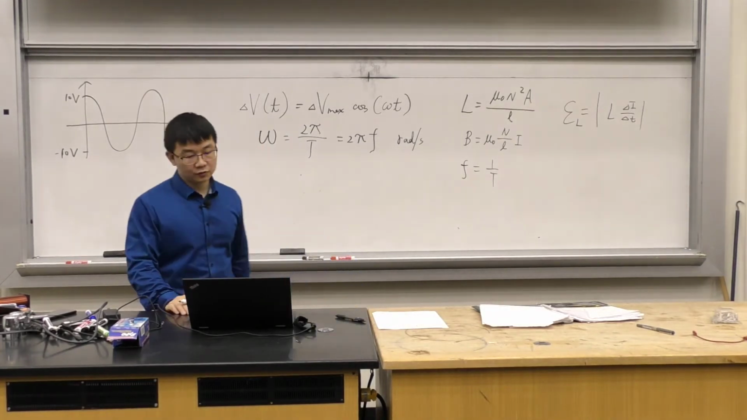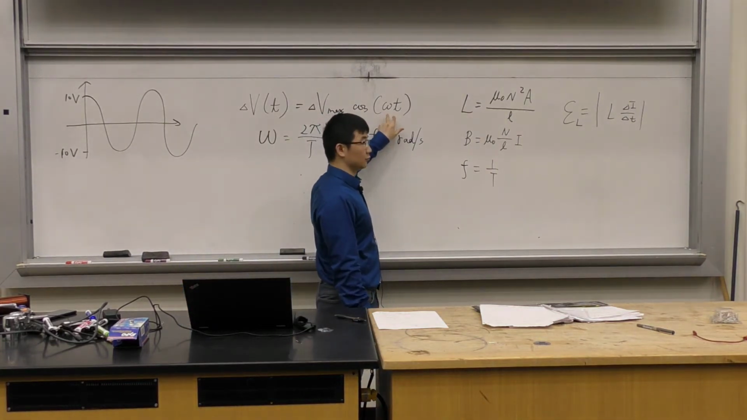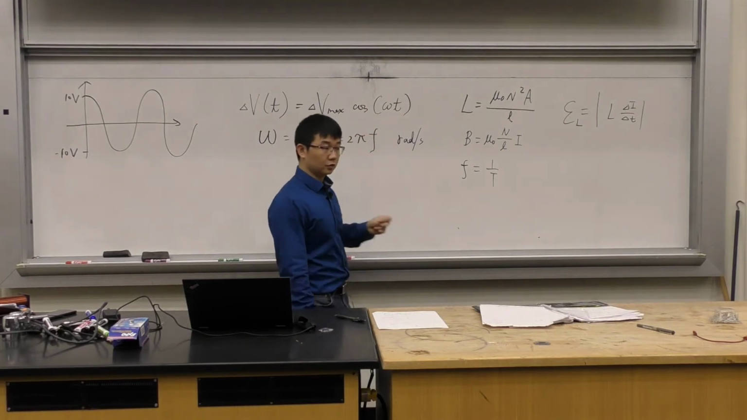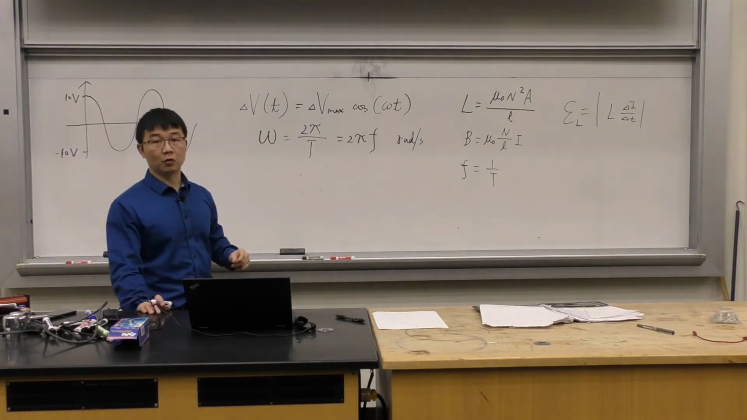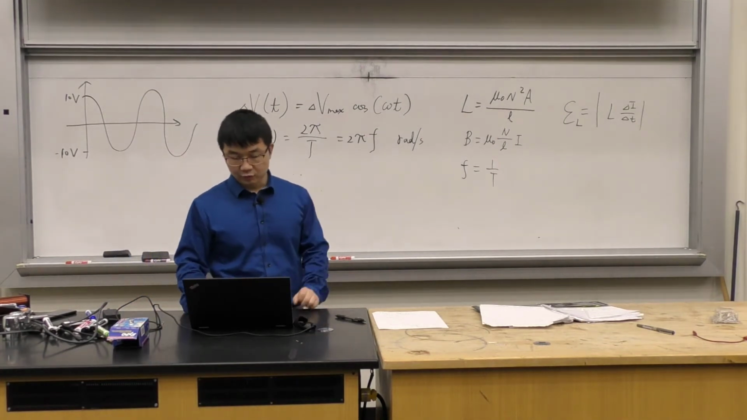Okay, so that means if this is in radians per second, this number you calculate is going to be in radians. If this number is in radians, when you do cosine, make sure you put your calculator in radian mode when you do algebra in this part. Okay, so this is the voltage.